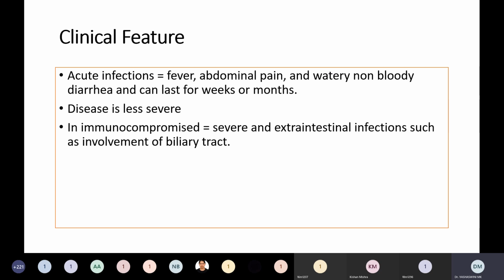Clinically, if it's an acute infection, you can have fever, abdominal pain, watery, non-bloody diarrhea lasting for a few weeks to months. Usually the disease is less severe when compared to other parasitic infections. But if it's an immunocompromised individual, you can have severe extra-intestinal infections. Even involvement of the biliary tract can happen.